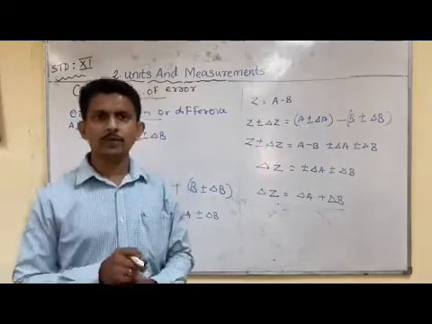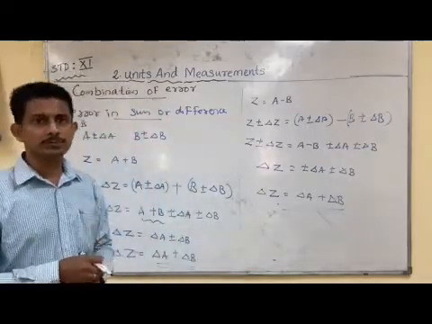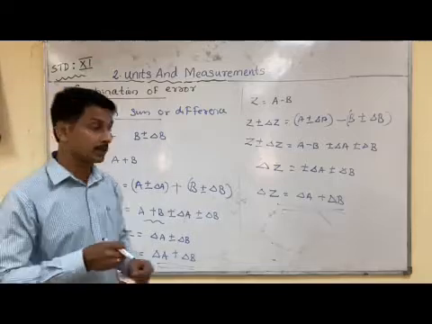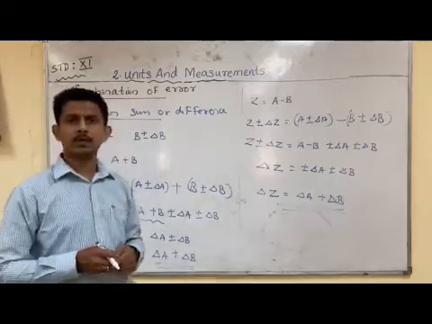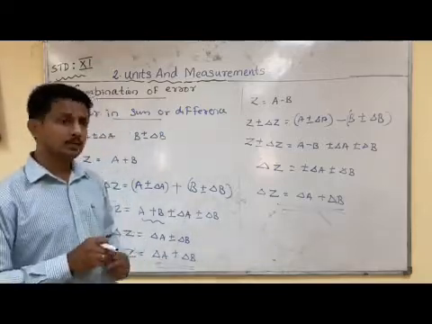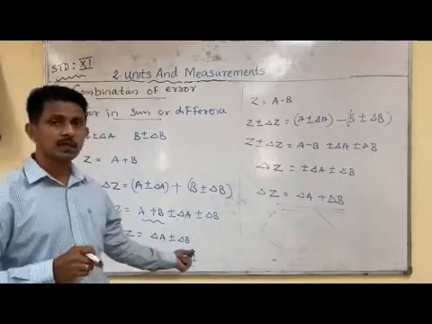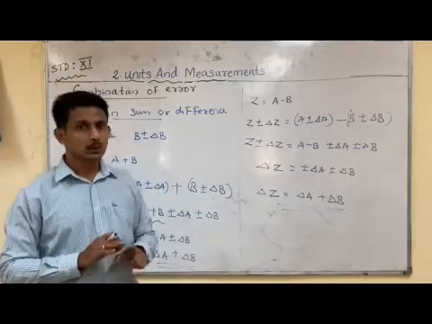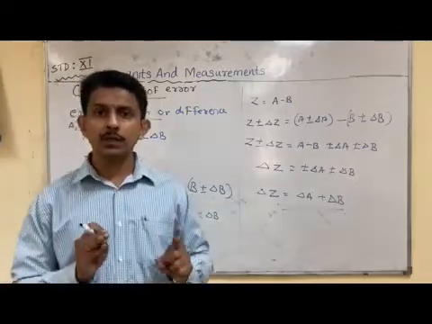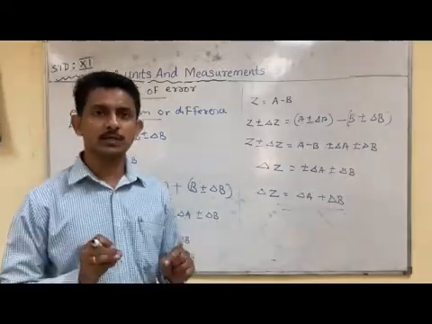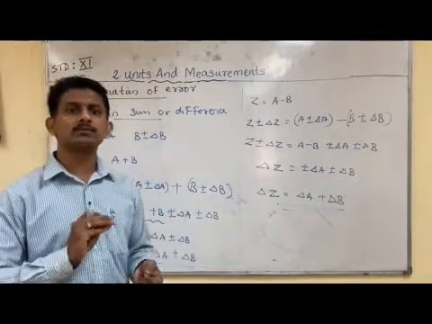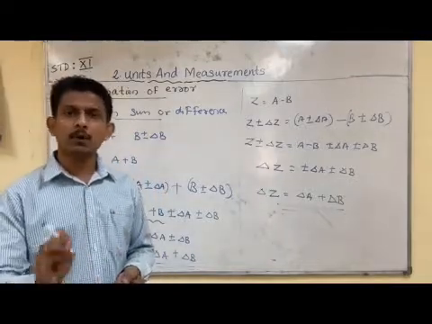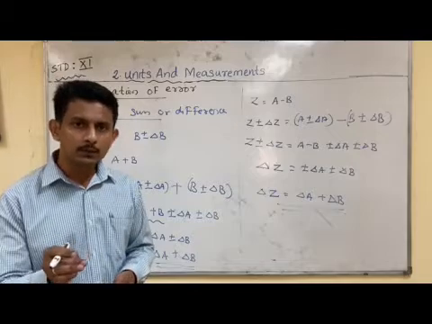So it is clear that when we are doing the process of addition or subtraction, that means the sum or difference, the absolute error in the measurement is the sum of the absolute errors in the individual measurements. So we can conclude that when two quantities are added or subtracted, the absolute error in the final result is the sum of the absolute errors of the individual measurements.